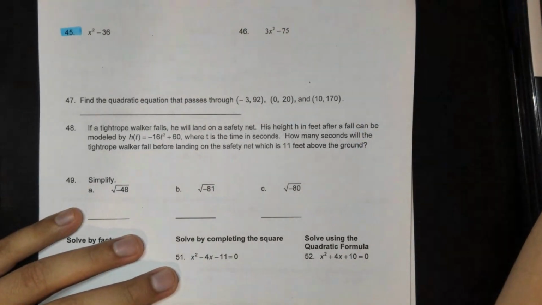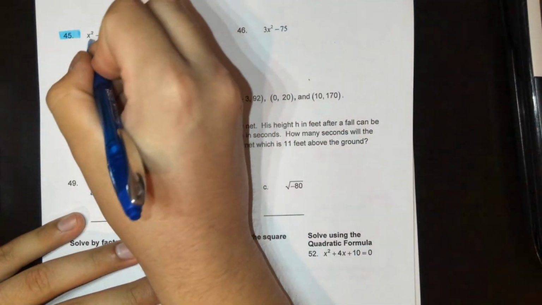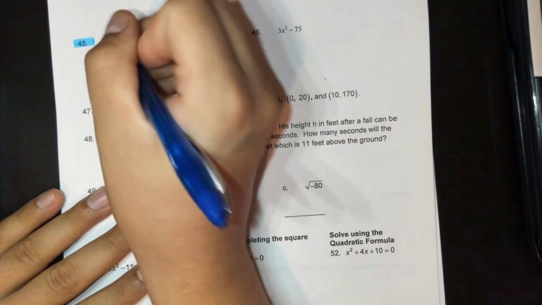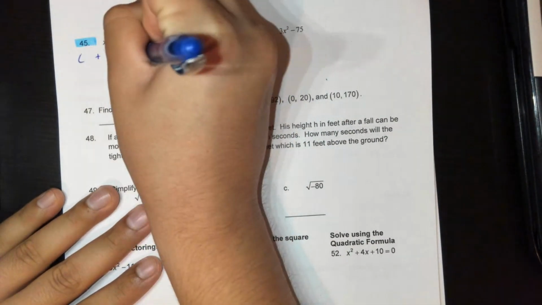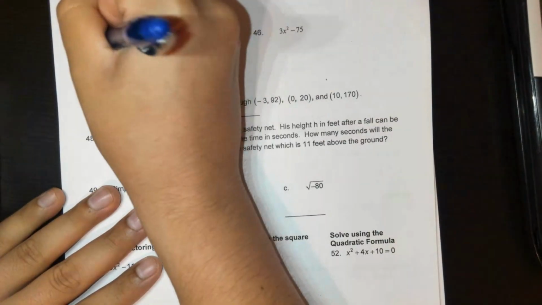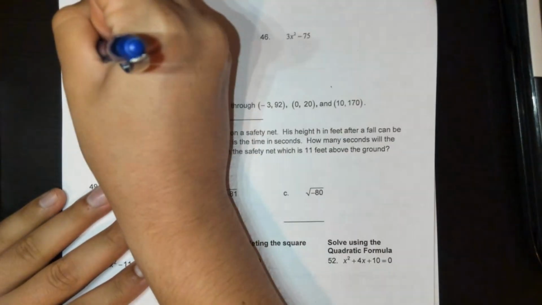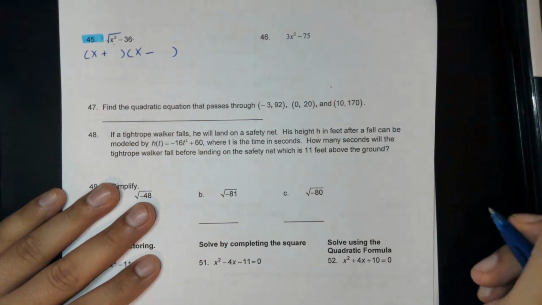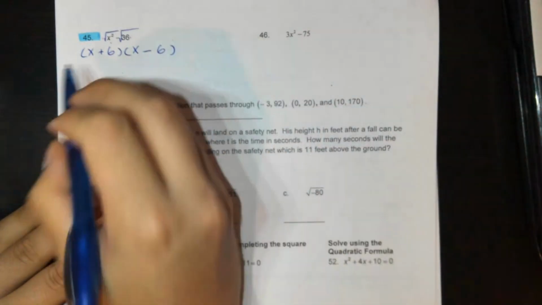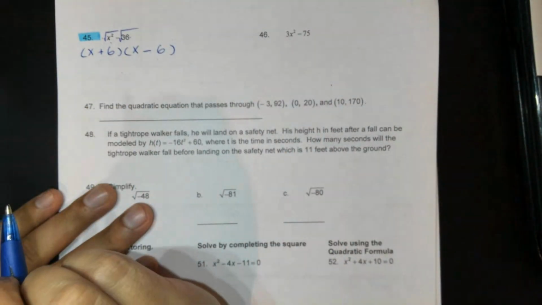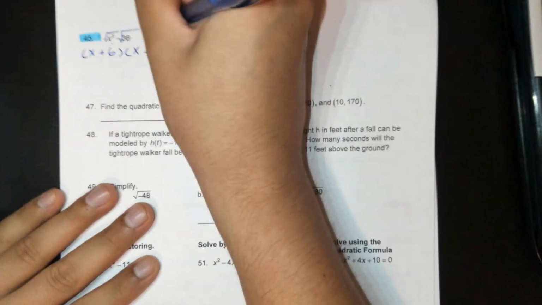Alright, then we got number 45 next. This is going to be a difference of two squares. So we got two perfect squares separated with a minus. Make your two sets of parentheses, one with a plus, one with a minus. If you were to square root the x squared, you would get x and x. If you were to square root 36, that would be 6. So (x plus 6)(x minus 6). And again, this is a difference of two squares.